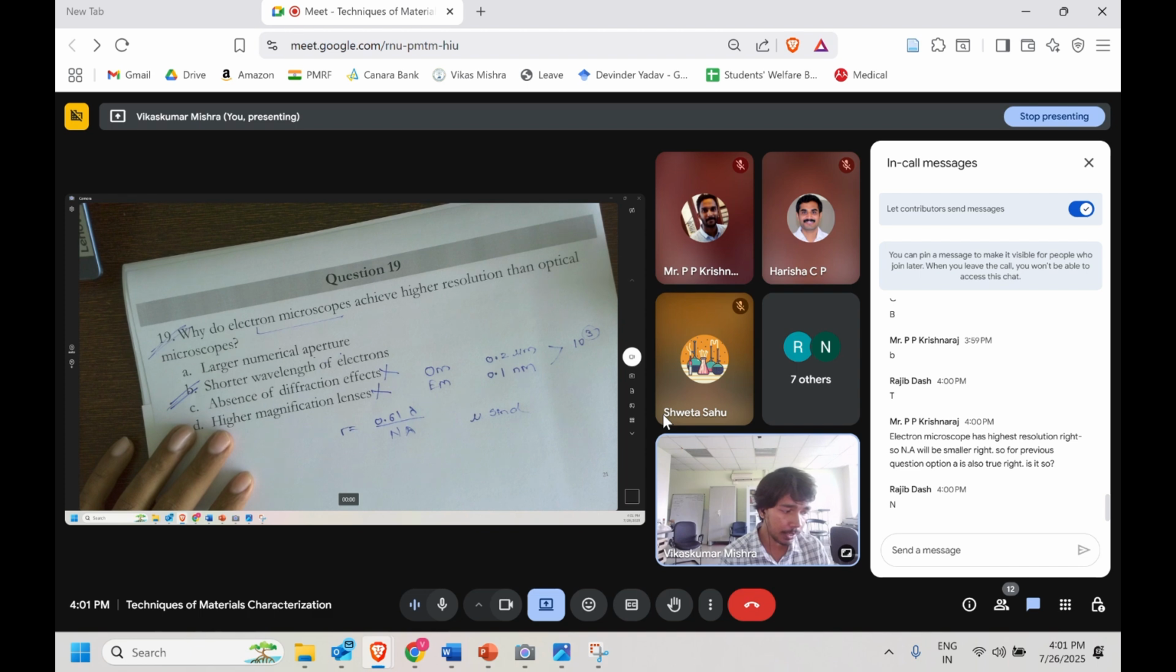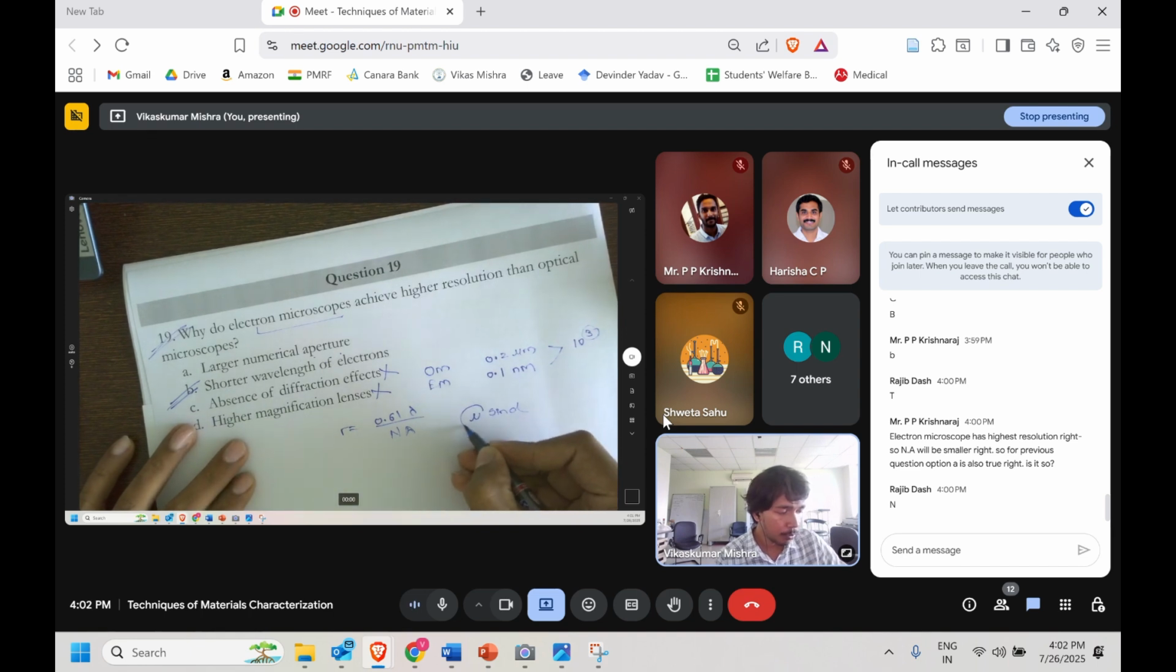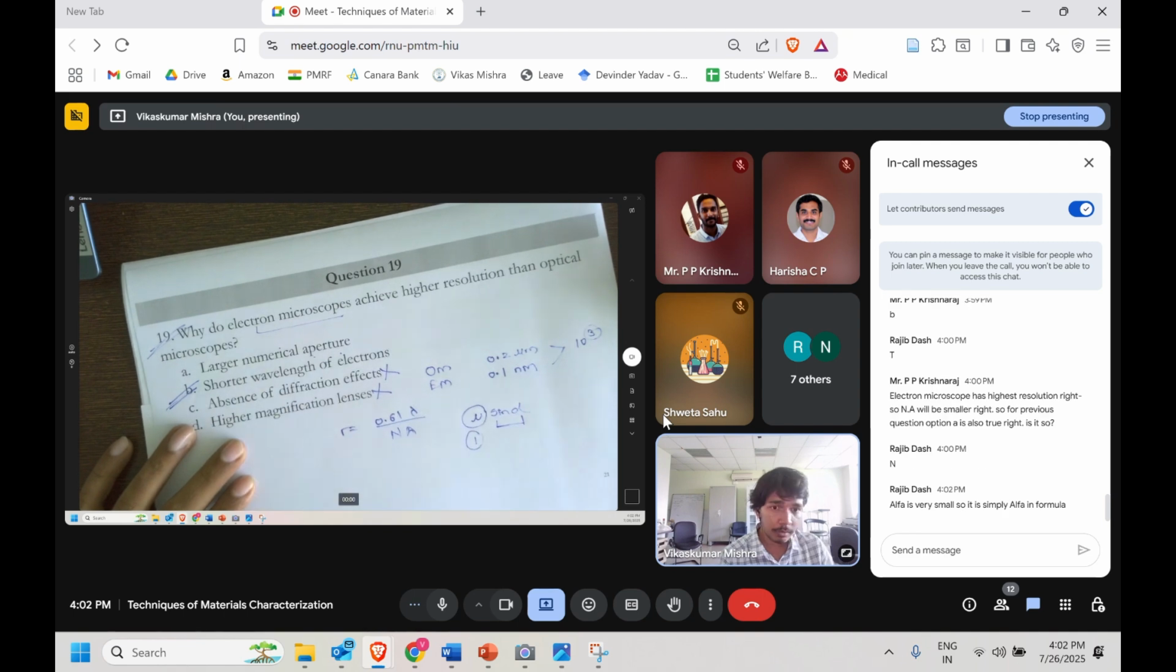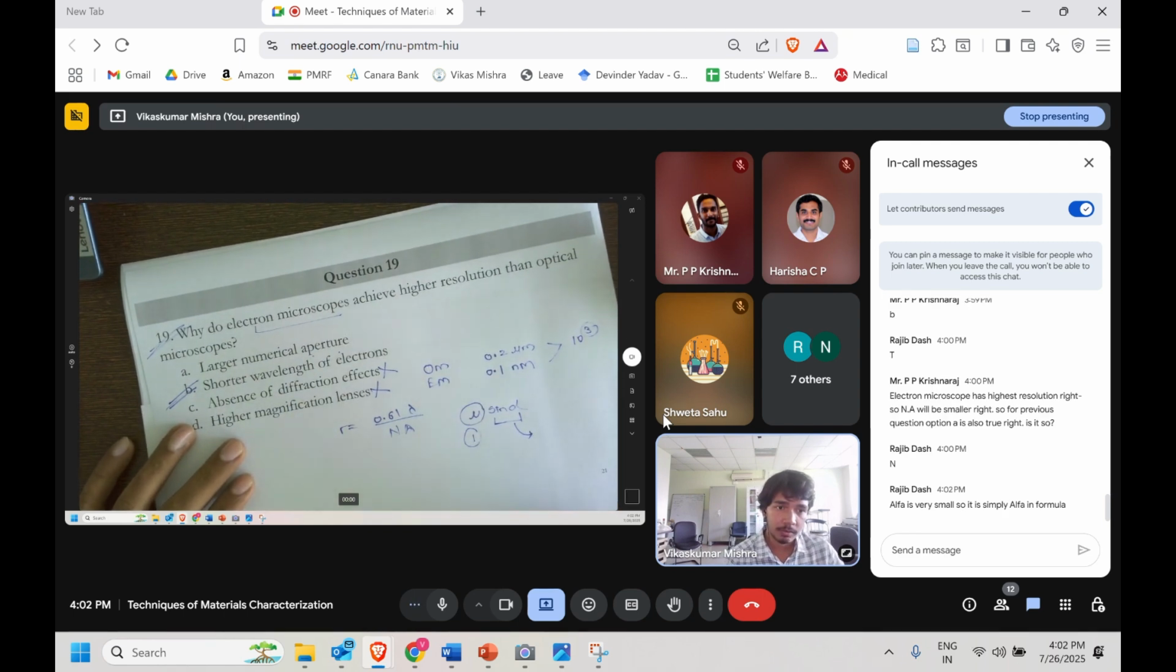Now let's talk about the optical microscope and NA. Let's say we are in air itself, the refractive index is 1. So the sin alpha, how much can it vary? Sin alpha is very small. The alpha we can write at most as alpha itself.